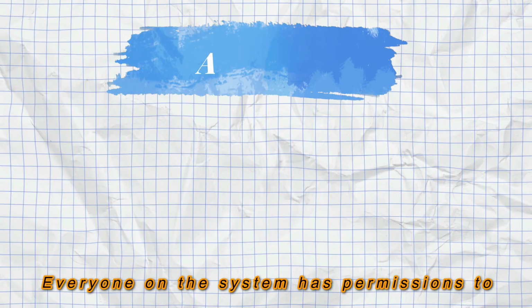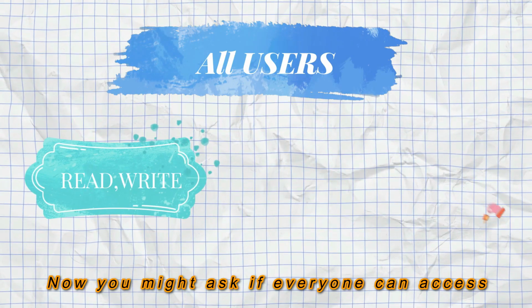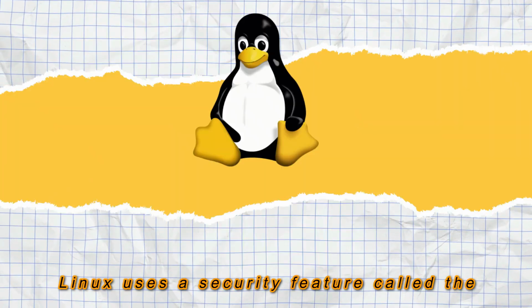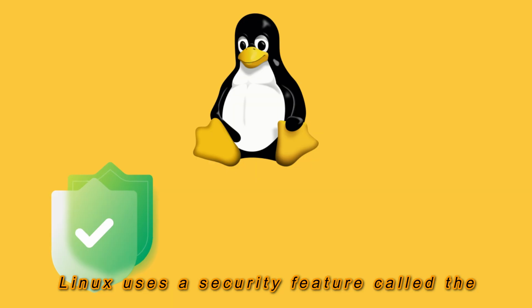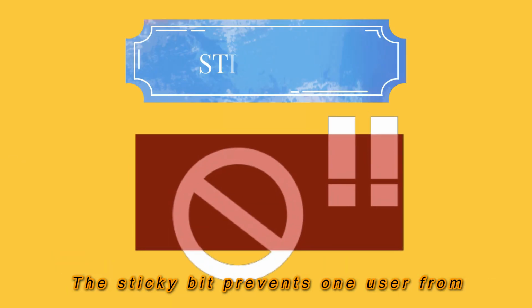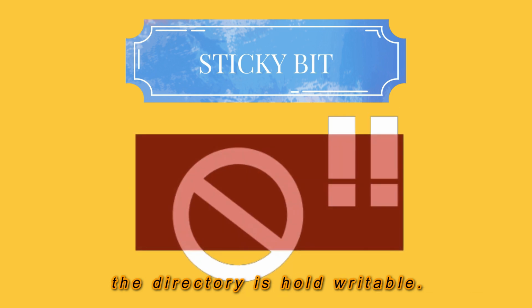Everyone on the system has permissions to read and write to the tmp. Now you might ask, if everyone can access it, doesn't that mean zero security? Not exactly. Linux uses a security feature called the sticky bit. The sticky bit prevents one user from deleting another user's files even though the directory is world writable.